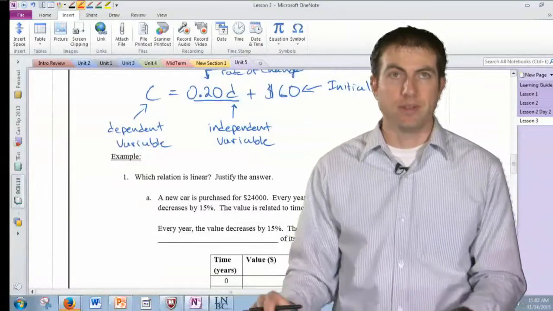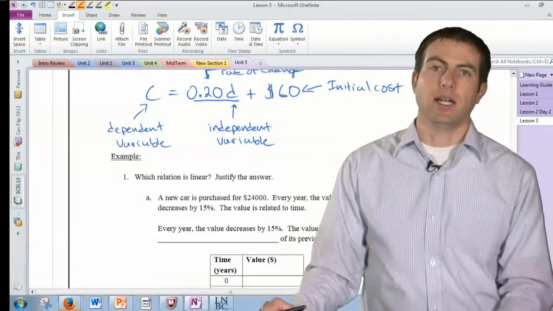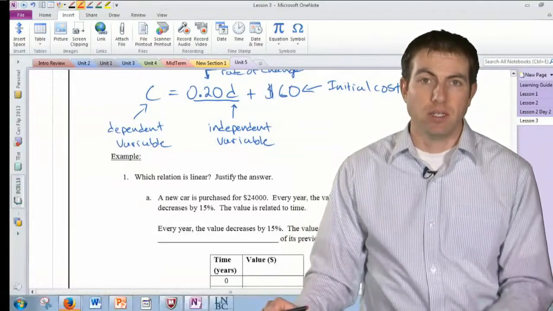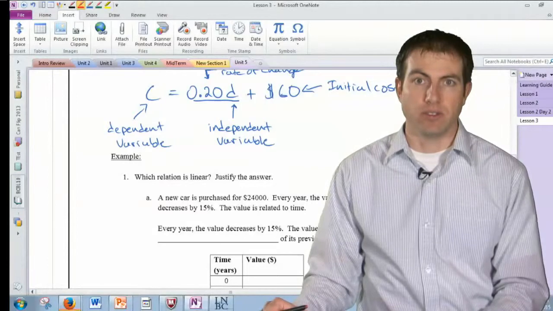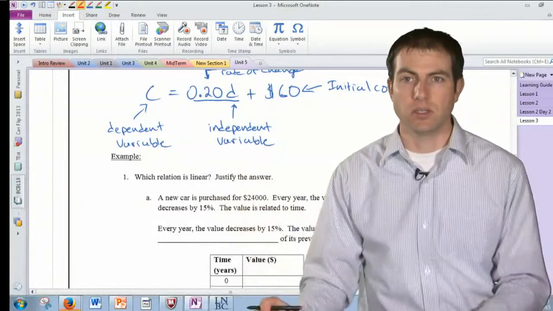Tool rentals. I guess, yeah, if you rented a jackhammer, you just pay per day. There's kind of no initial cost. You rent it for 0 days, you pay $0. You rent it for 1 day, you pay $20. You rent it for 2 days, $40. 3 days is $60. That's a good one.